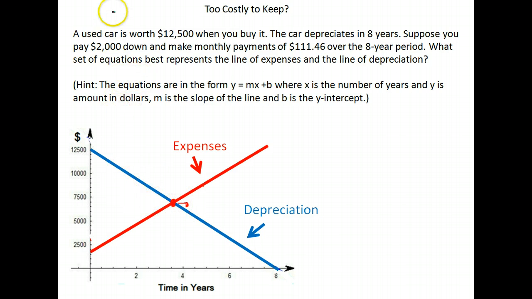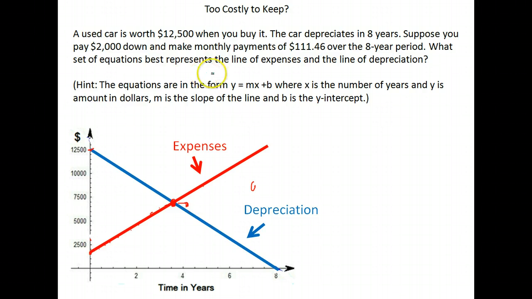Let's answer a question here. It said a used car is worth $12,500 when you buy it. The car depreciates in 8 years. So notice it did start up here at $12,500, and after 8 years, down here at the bottom, we end up with a value of 0. Suppose you make a $2,000 down payment and then make a payment of $111.46 for those 8 years. So that's what our red line is. We started by paying $2,000, and then with each month we made payments, and our payment total is going up and up.